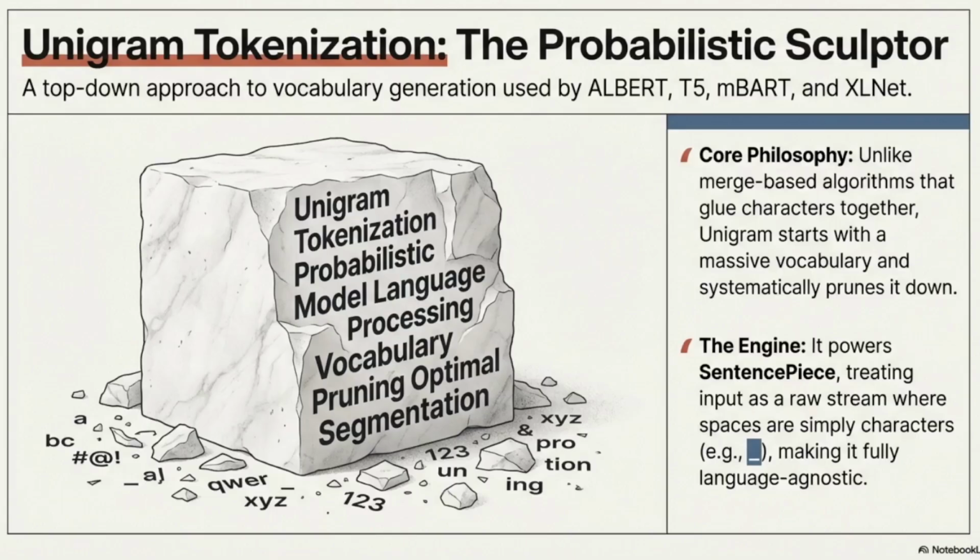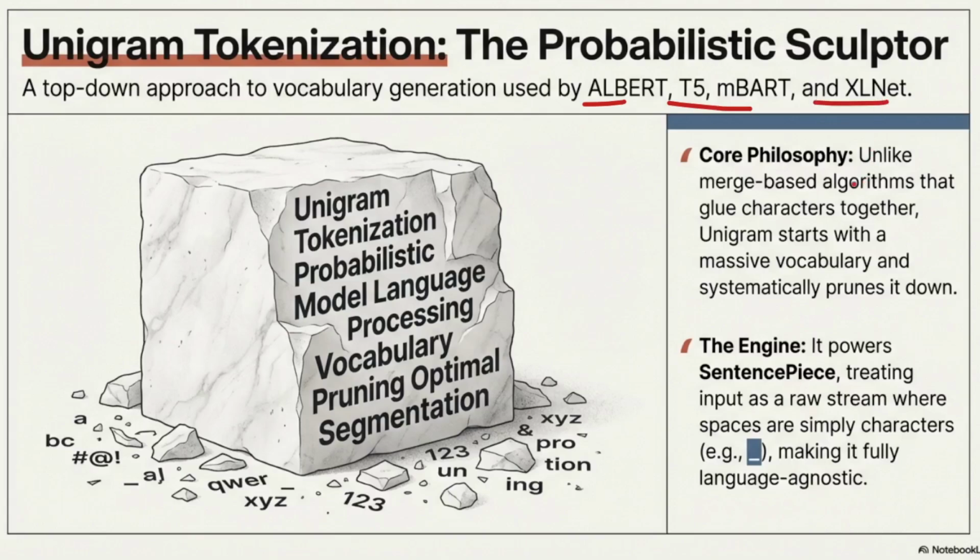We are going to explore Unigram tokenization. Unlike the rule-based splitters you might be familiar with, Unigram is a subword tokenization algorithm that relies on a probabilistic model. You will often see it used in combination with SentencePiece, which is the implementation powering major LLMs like ALBERT, T5, mBART, XLNet, etc.